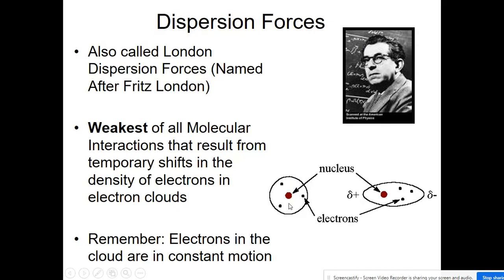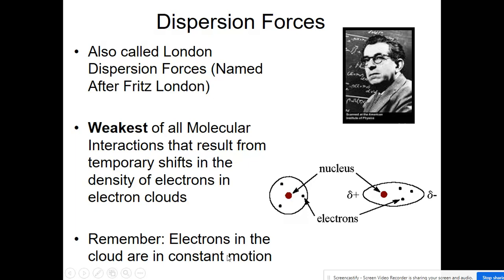So dispersion forces, London dispersion forces, were named after a guy named Fritz London, and this is a picture of him here. And like I said, these are the weakest of all molecular interactions, and this results from temporary shifts in the density of electrons in the electron clouds. So here we have an atom where the electrons are symmetrically distributed around the nucleus. And here we have a temporary shift of the electron density to form a slightly positive and slightly negative end. And this will occur when two atoms approach each other.